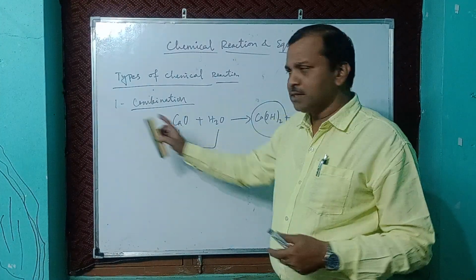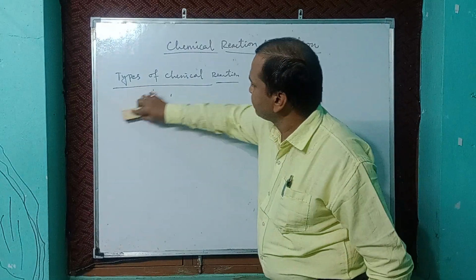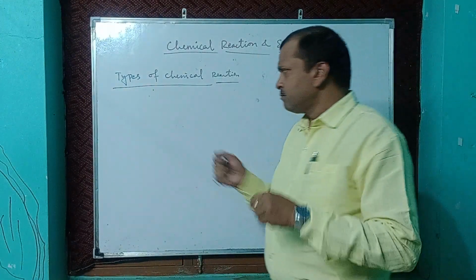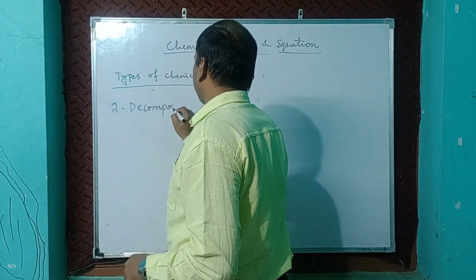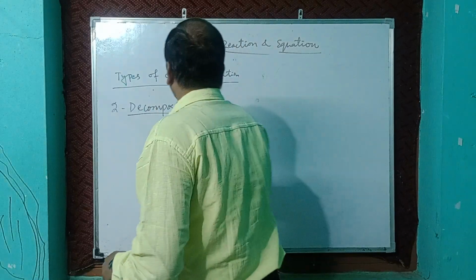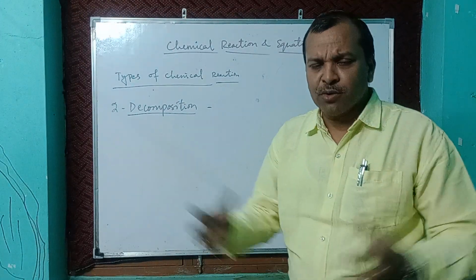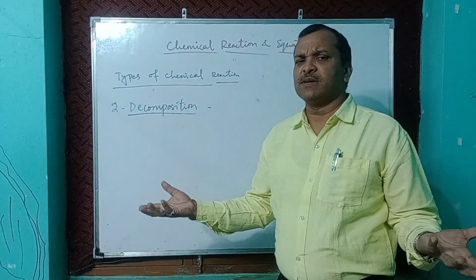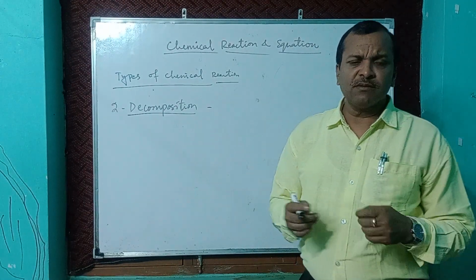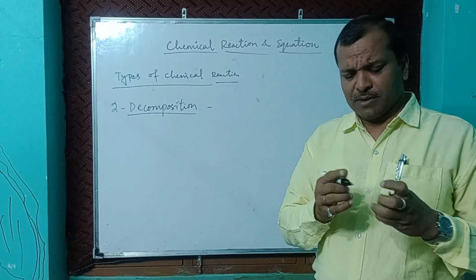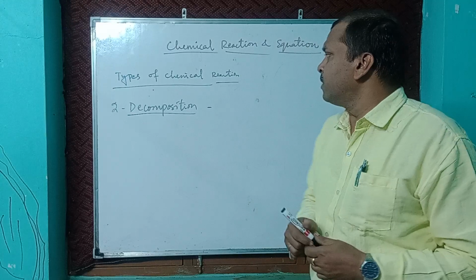First one is chemical combination, second one is decomposition. Just reverse of combination. What is decomposition? In decomposition, what happens? One substance split into two or more substances. That is called as decomposition reaction. With an example, I can say you that when one object will split into two or three.